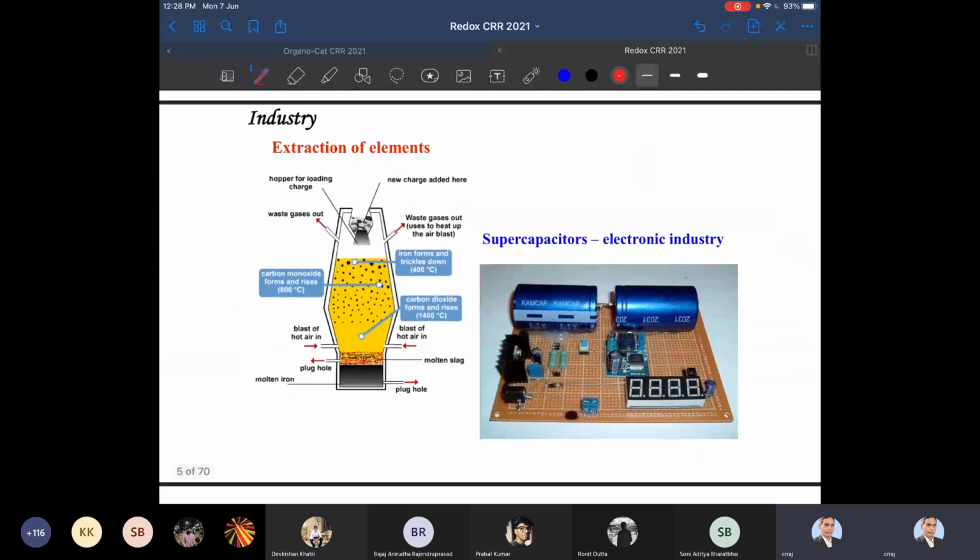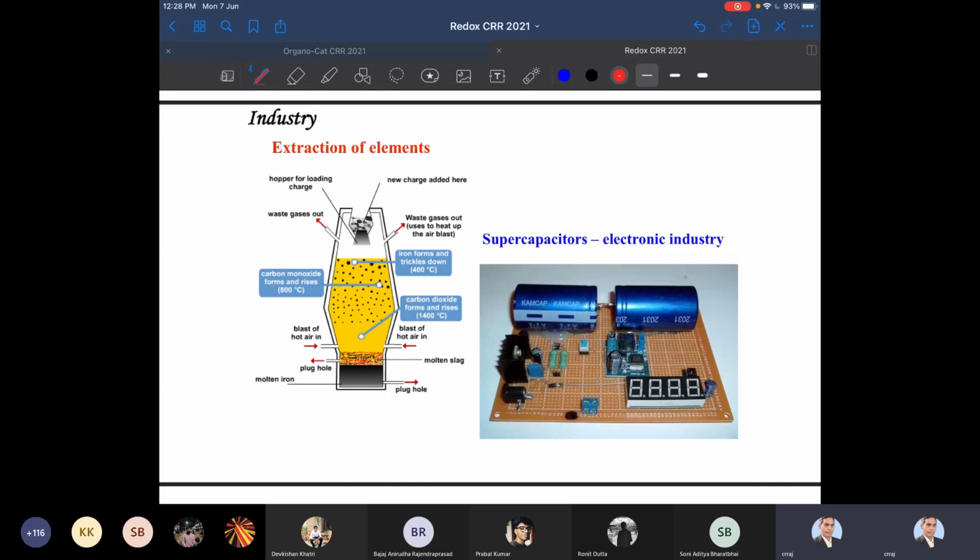Now, the second one. This is just to highlight that redox reaction is not just to calculate the potential and find out whether it's thermodynamically possible or not. It's much more than that, a practical application. So the industry, what we have, the extraction of elements. So in your class 10, 11, 12, including your JEE preparation, you should have studied the extraction of elements, a different process involved, right?